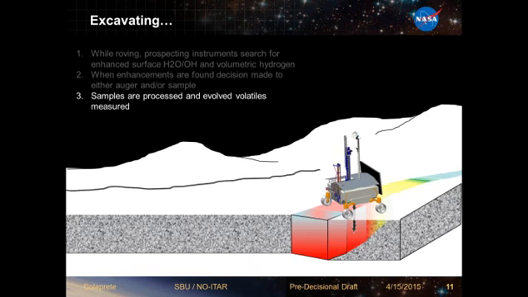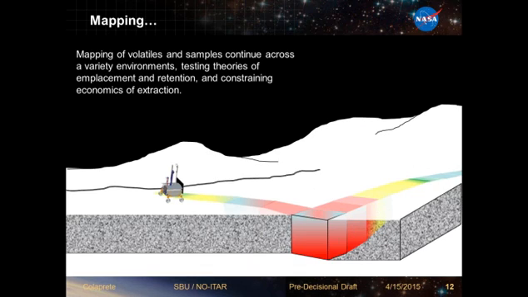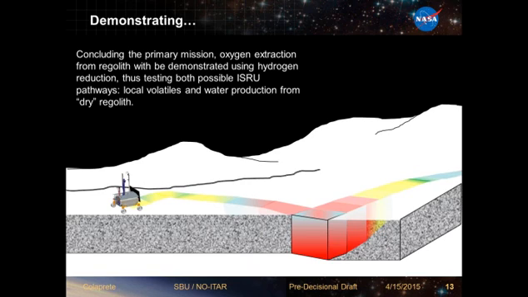We can drop down an auger and do some quick, what we call near surface or quick assay of material brought up to the surface, or we can actually take that material and process it in our oven and bake off any volatiles that are in it. And we continue to do this mapping as we go along, looking for volatiles and demonstrating basically how we can extract and utilize regolith on the surface to make water.